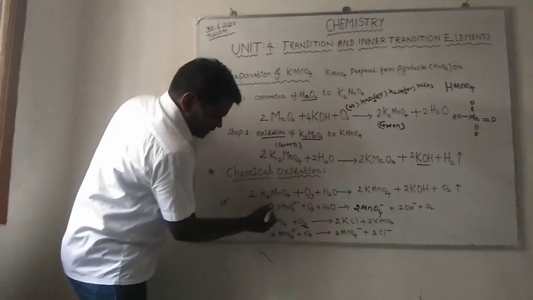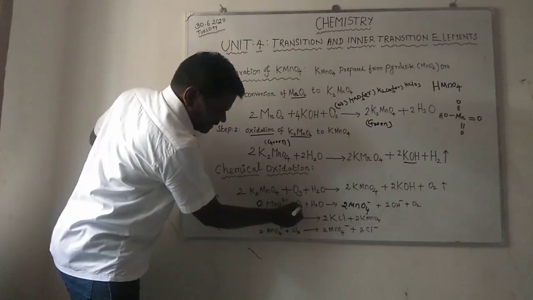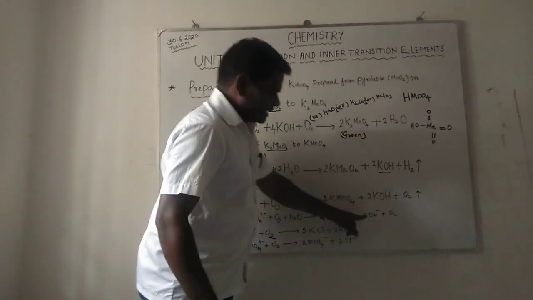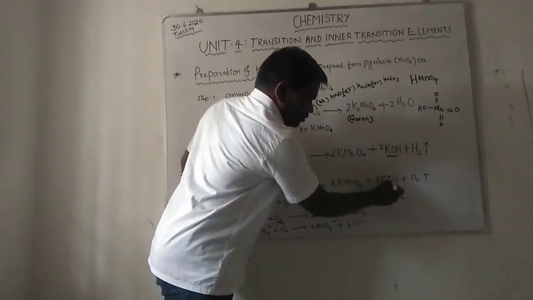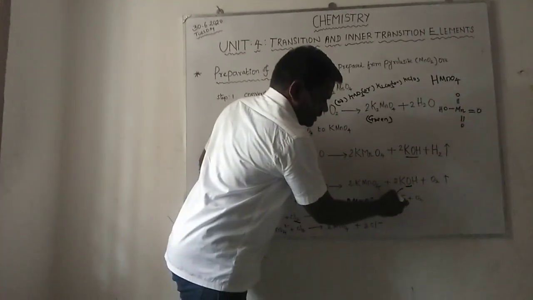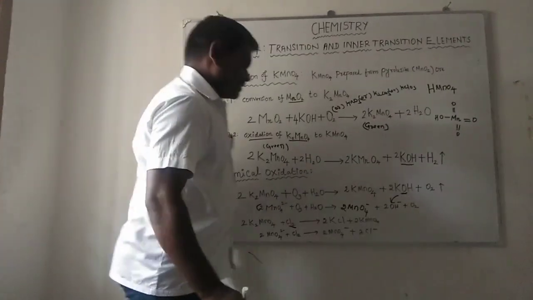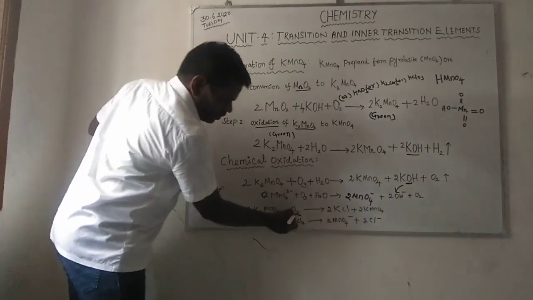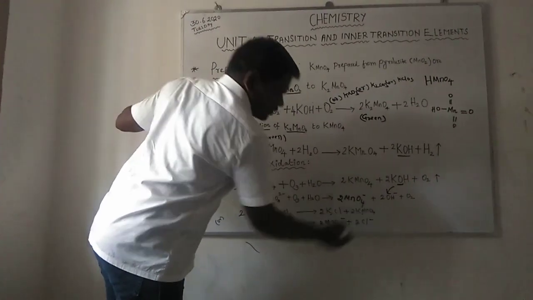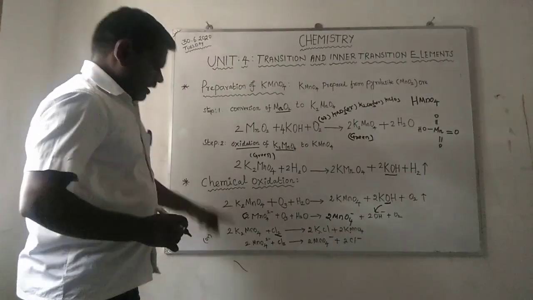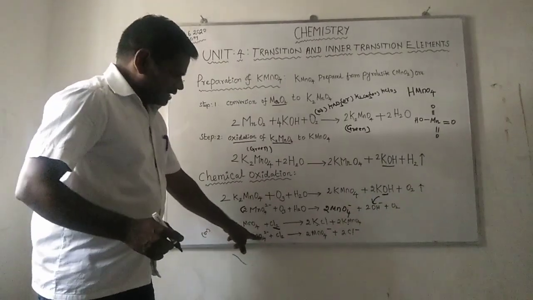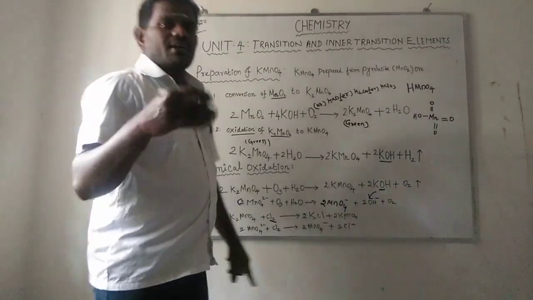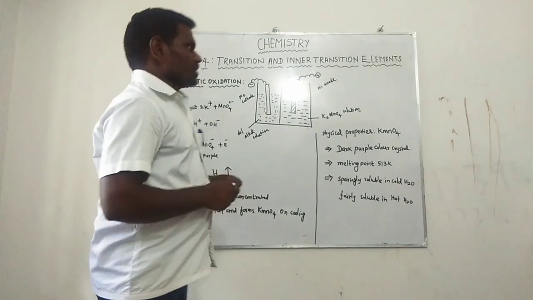The ionic reactions are given below. The manganate ion treated with ozone and water forms MnO4 minus and 2 OH minus, which is derived from KOH, with oxygen also released. Potassium manganate treated with chlorine gives potassium chloride and potassium permanganate. The ionic reaction is MnO4 2 minus plus Cl2, and we get 2 moles of chloride ions.